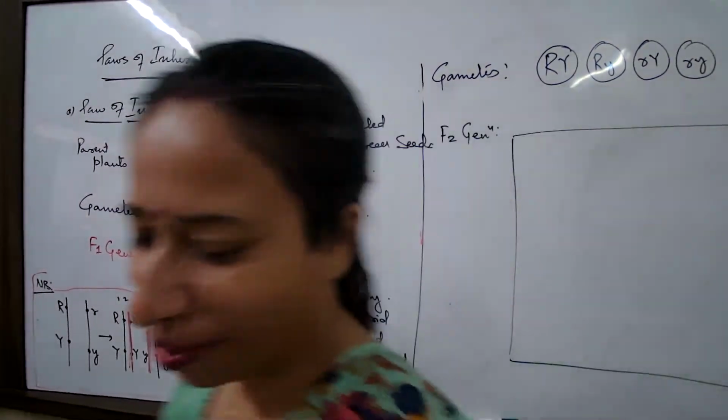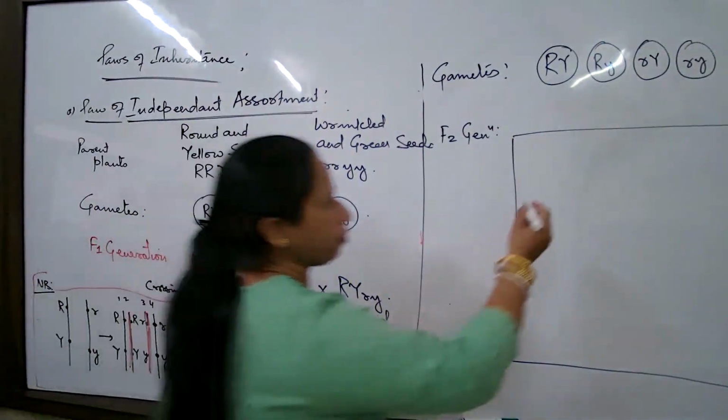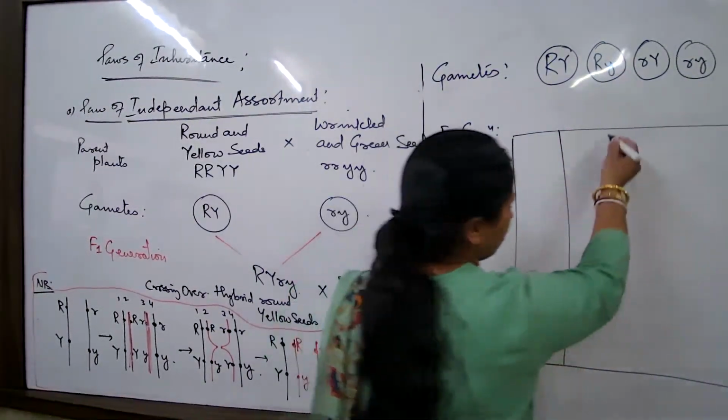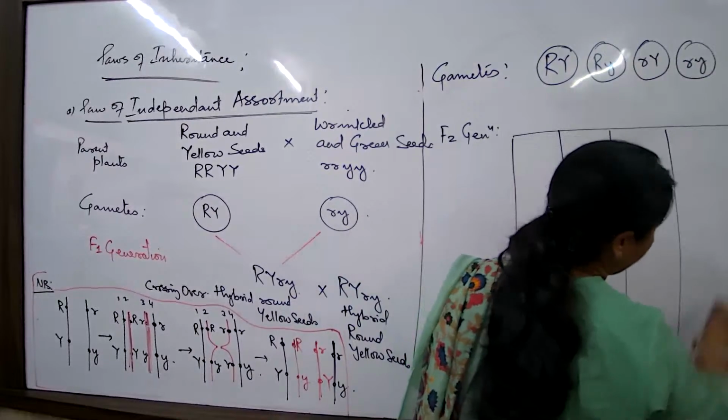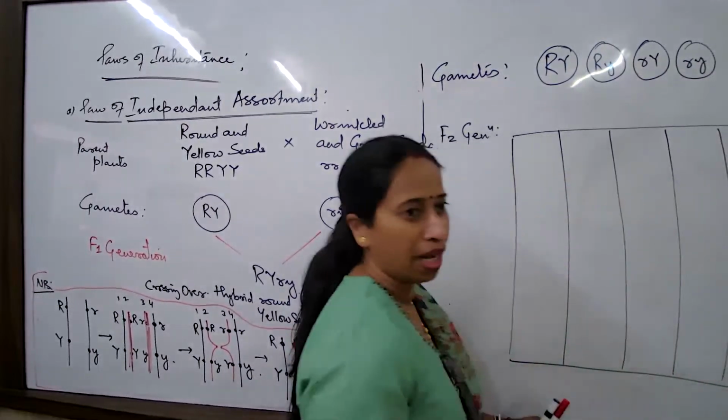हो गया इतना? हाँ चलो अभी फटाफट make the Punnett square. All of you make the Punnett square. This is very easy, just exactly same like before.